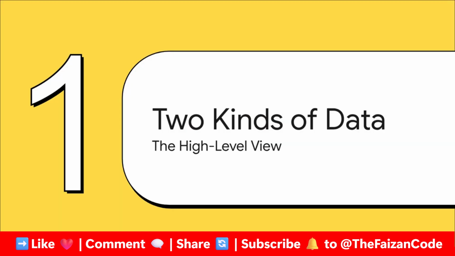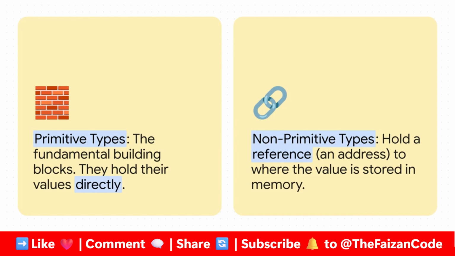Okay, the first part of a really great answer is showing you get the big picture. In JavaScript, every single piece of data you'll ever work with falls into one of two main categories. So on one side, you have your primitive types. These are like the basic building blocks. And on the other, you have non-primitive types, which you'll also hear called reference types.